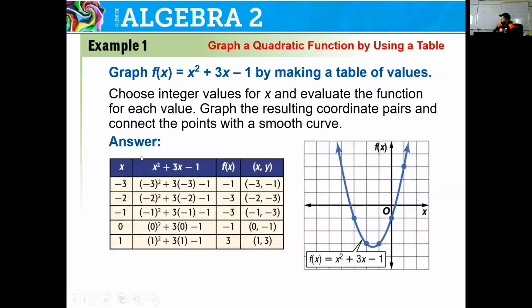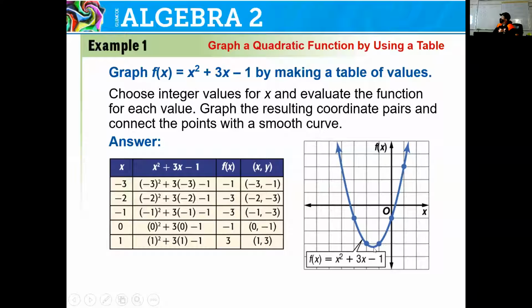So here's the x values they chose. -3, you can see it's -1. -2 is -3. -1 is -3. 0 is -1. 1 is 3. And our vertex would fall right in between there. Okay, at -1.5, -3.25. And then to graph it, we just plot these points and then connect them with a smooth curve.